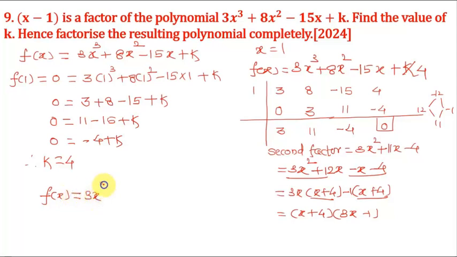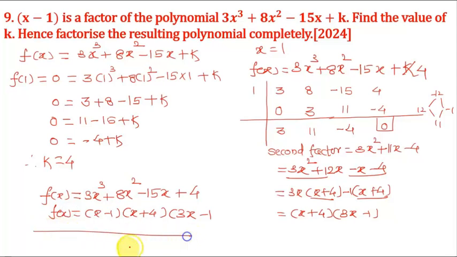Hence finally factor of this given polynomial, that is f of x, is equals to 3x cube plus 8x square minus 15x plus 4. First factor was x minus 1 and second factors x plus 4 and here 3x minus 1. Okay, in this way we are factorizing with the help of synthetic division. Okay, complete the bracket here.